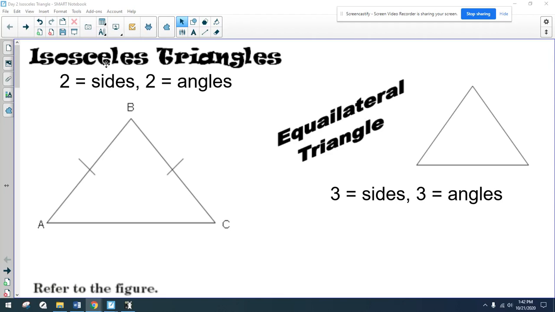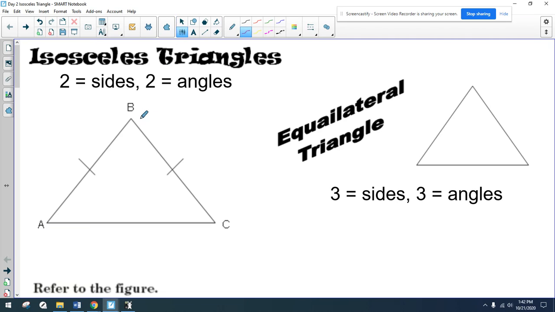Right now, what we know about isosceles is that they have two equal sides. That's all we know about them. But what we're going to learn more today is about them also having two equal angles. So however many sides match, that's how many angles will match. You have two equal sides, you have two equal angles. Same thing with equilateral. If you have three equal sides, then you have three equal angles.